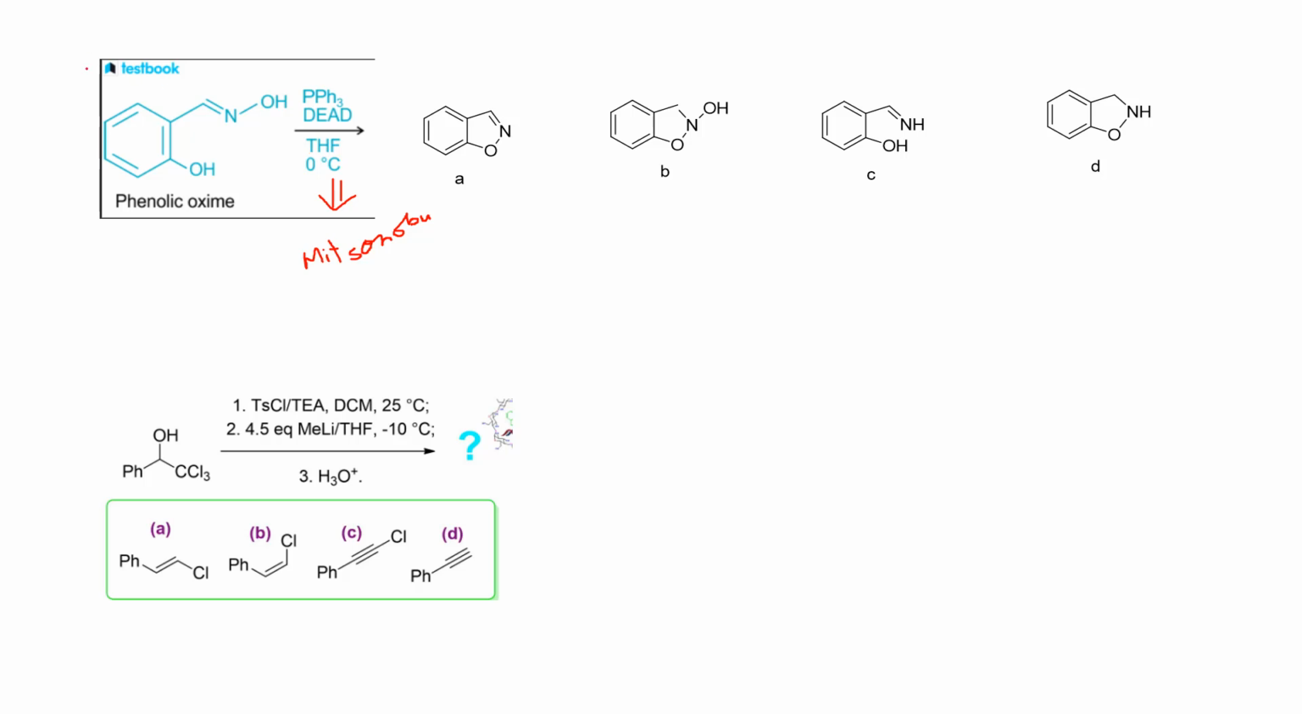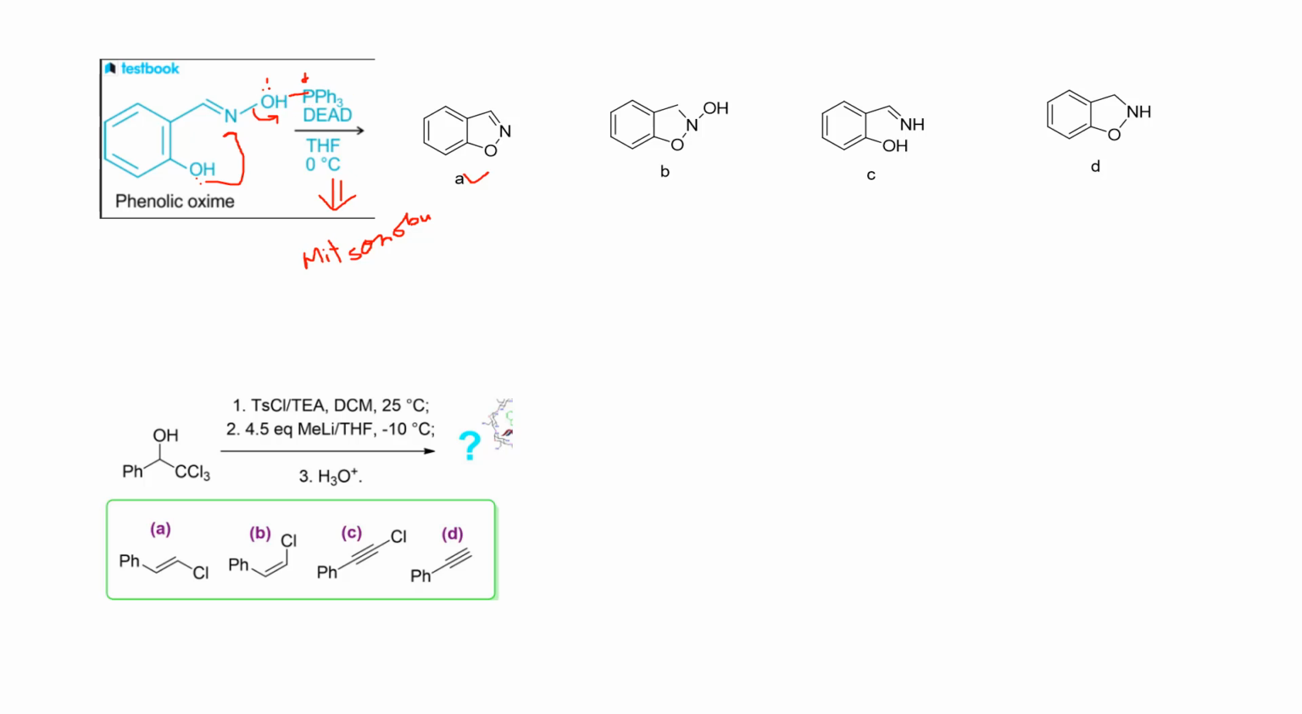Now what will happen? PPh3 will attack the DEAD first, then OH will attack PPh3, forming this type of bond with PPh3 plus. After that, this OH will attack the nitrogen center and this leaves from the system. So what will be our product? Product option A.